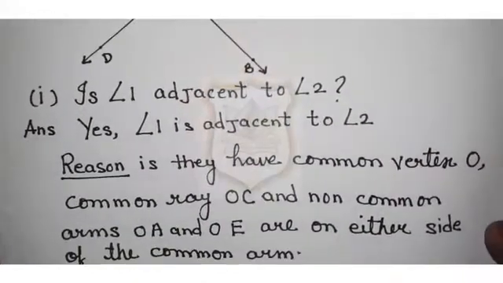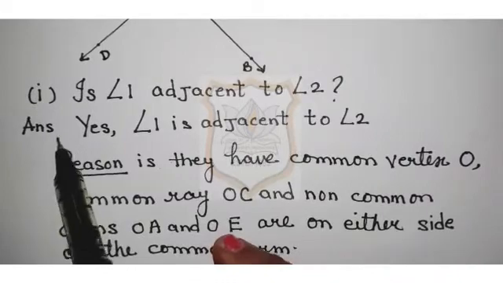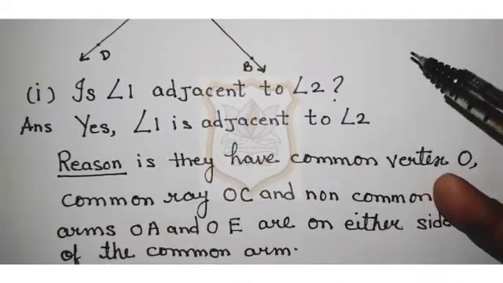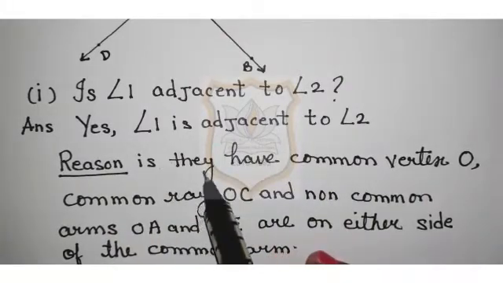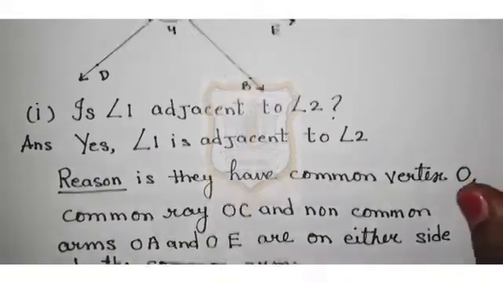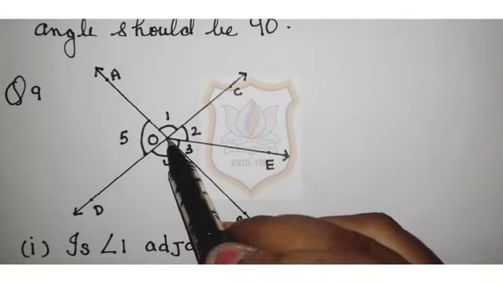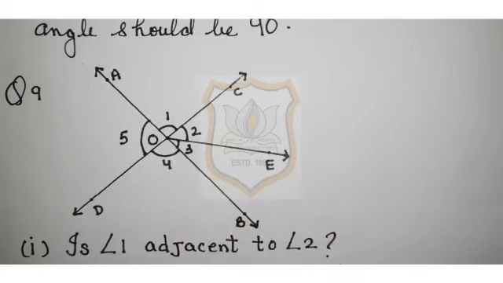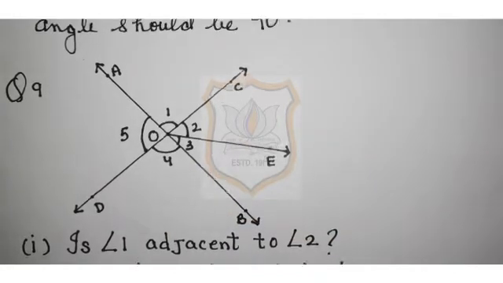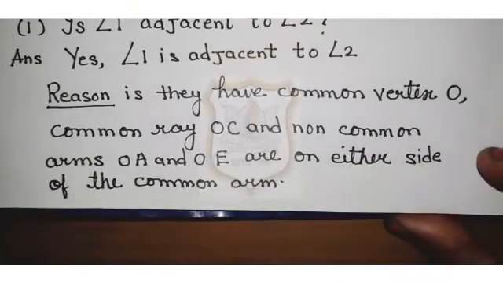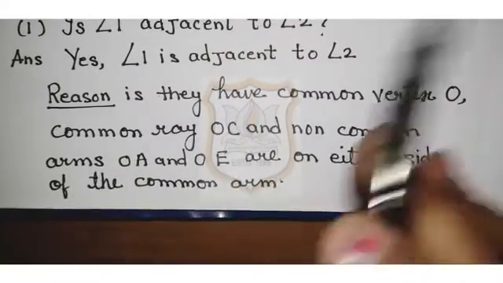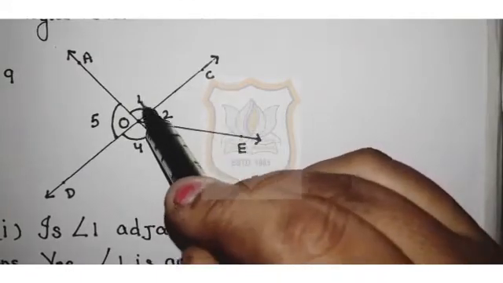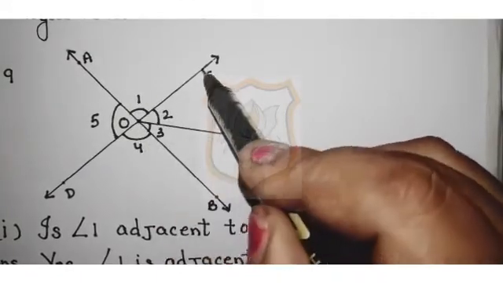So, the answer is yes, angle 1 is adjacent to angle 2. Why? You have to give the reason. Reason is they have a common vertex, that is O. Angle 1 and angle 2 both have the common vertex O. They also have a common ray, OC. Between them a common ray is there, that is OC.